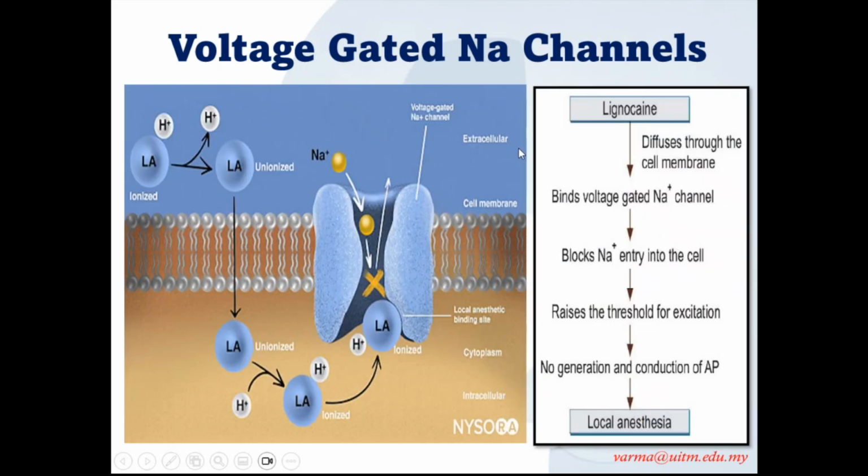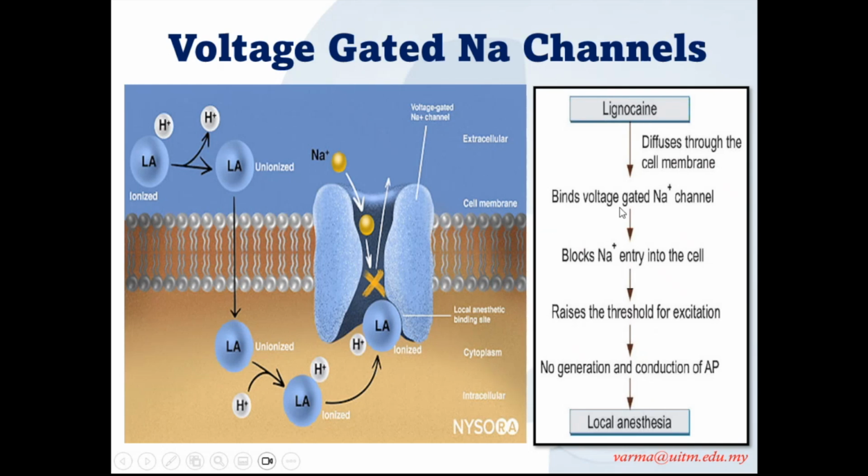So this is just another way of looking at it. So lignocaine diffuses through the cell membrane, but here you have to mention lipid soluble unionized form, binds to the voltage gated sodium channel internally. If you answer it like this in your SAQ, you won't get full marks because you are missing the keyword. How do they diffuse through the cell membrane? You have to mention the unionized lipid soluble form.